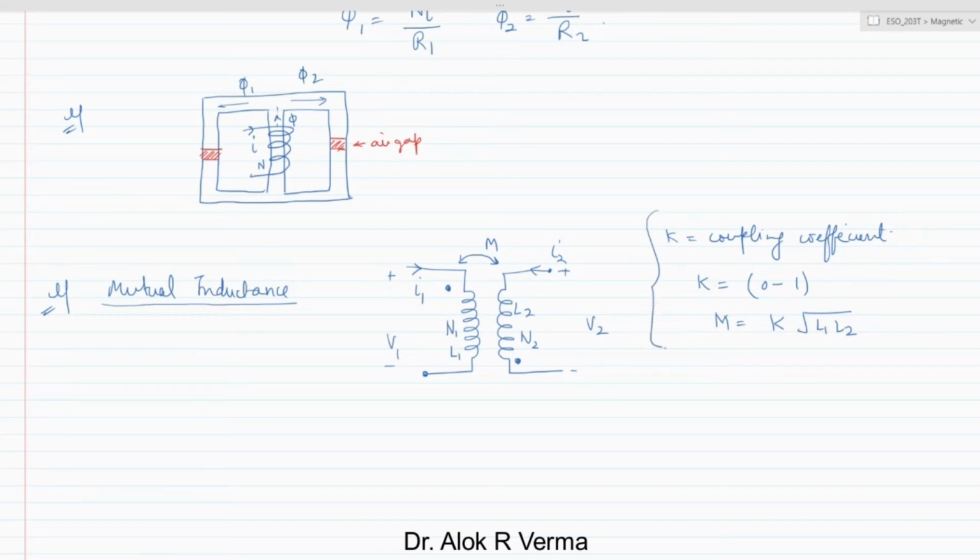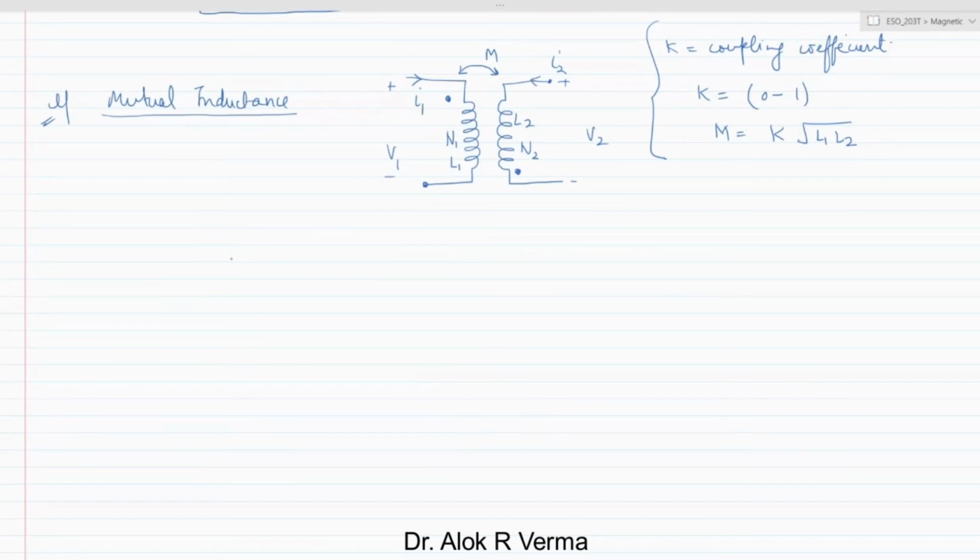So it depends on what parameter is given to you. If there is no K, then M will be given. If there is no M, some coupling coefficient K will be given. So there will be two voltages appearing on this side. One is the voltage source V1, the voltage drop across L1, and the voltage which will be appearing through the mutual inductance due to the current I2.